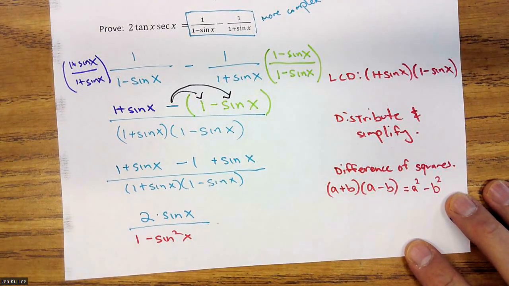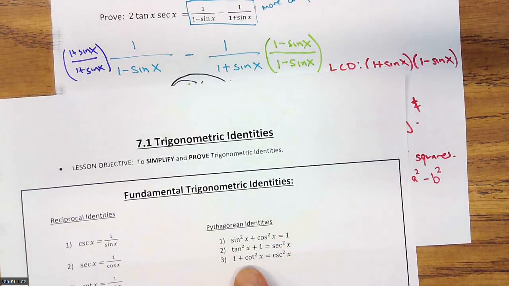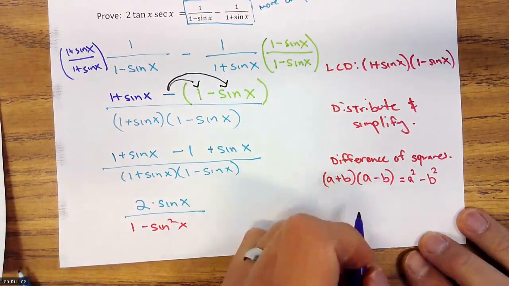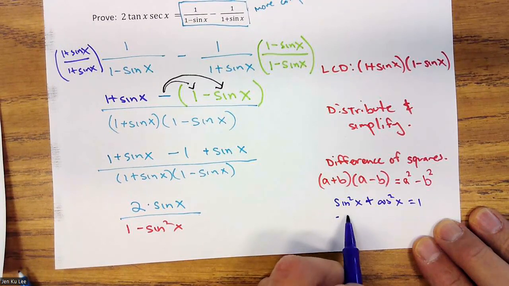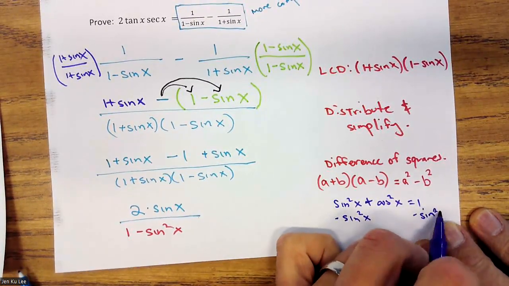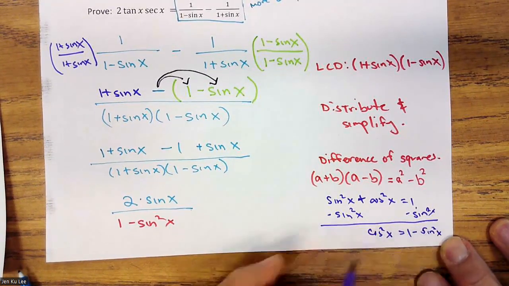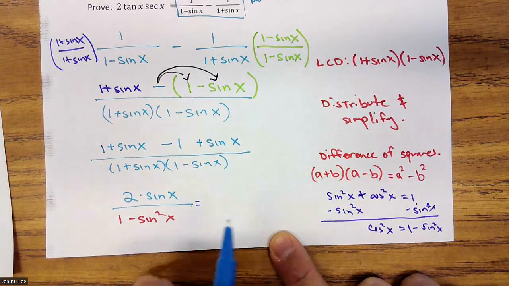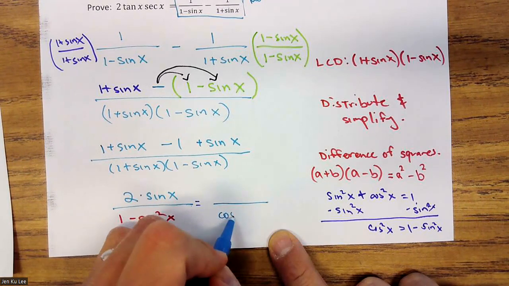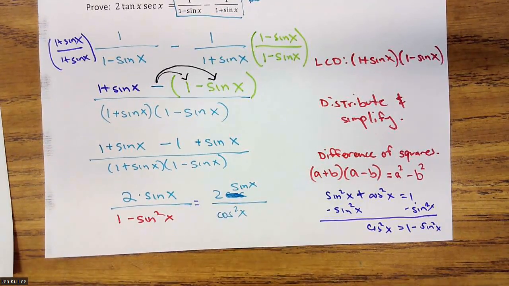Again, light bulb, right? I see a sine squared x, so I automatically convert it. My mind goes to the Pythagorean identities. It's number 1 that I'm going to use: sine squared x plus cosine squared x equals 1. If I subtract sine squared x, then I have cosine squared x equals 1 minus sine squared x. So I can convert this into cosine squared x. So 2 times sine of x over cosine squared x.